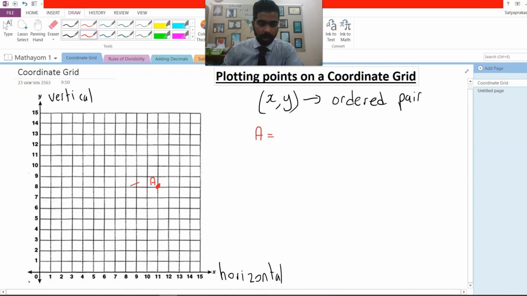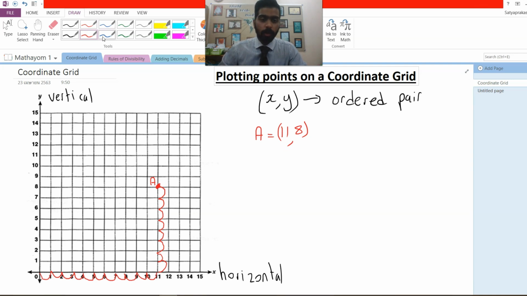If you take a look at point A here, it is going 1, 2, 3, 4, 5, 6, 7, 8, 9, 10, and 11. It's going 11 squares on the x-axis, and now we have to figure out how many squares it is going on the y-axis, or in other words, how many squares it is going up. So let's see how many squares it is going up. If you take a look at this, we have 1, 2, 3, 4, 5, 6, 7, 8. Therefore, the ordered pair for point A would be 11 and 8.